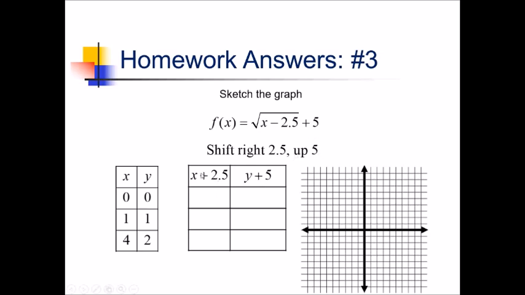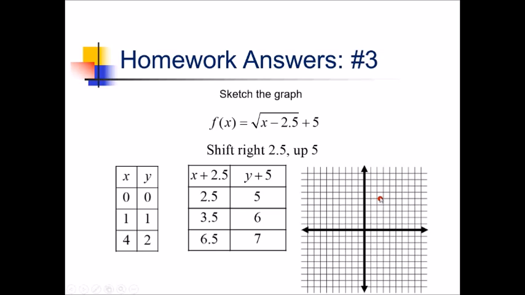Applying that to my x values, 0 is now going to be 2.5, 1 becomes 3.5, and 4 plus 2.5 is 6.5. For the y values, 0 plus 5 is 5, 1 plus 5 is 6, and then 2 plus 5 gives us 7. Putting those on the graph, we have 2.5 right there, and then 5 is up here. There's that first point.